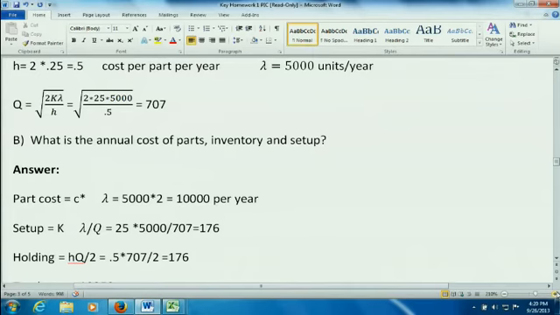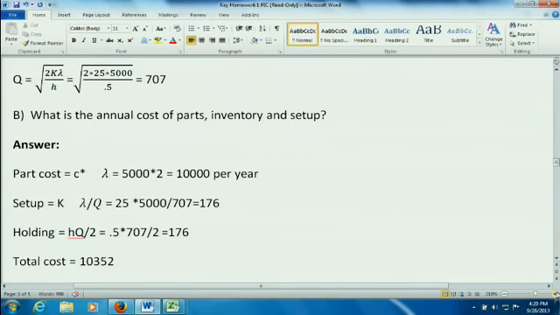Well, how many times am I going to have to set up? How many times am I going to have to order? Well, I'm using 5,000 of them, and I'm ordering 707 at a time, right? So I'm going to have to order about 5,000 divided by 707 times per year, about 7 times per year, right? I multiply by the setup cost, which is $25, and that gives me the total cost of setups in a 1-year period. So I'm paying $176 per year to order the item.